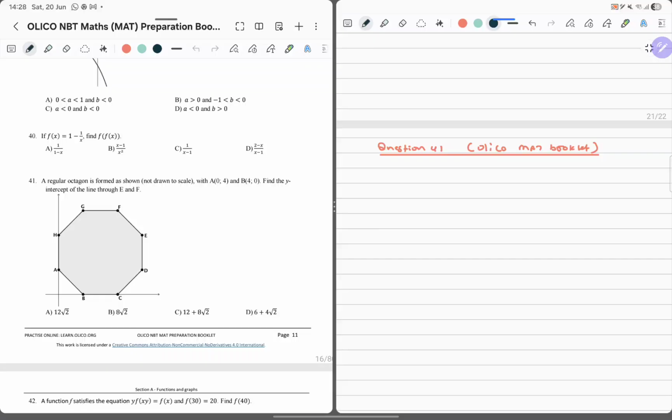It says a regular octagon. You see this? The word regular must come up. Otherwise, you don't use what I told you just now. It is formed as shown, not drawn to scale, with A at (0, 4). So basically, if this is the origin, this is at 4. Now B is at (4, 0). So this is 4 with the origin at 0. But now what do we know, folks? This side is equal to that side, equal to that side, equal to that side.